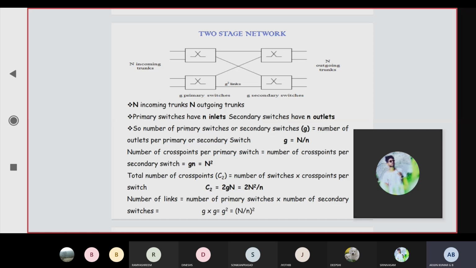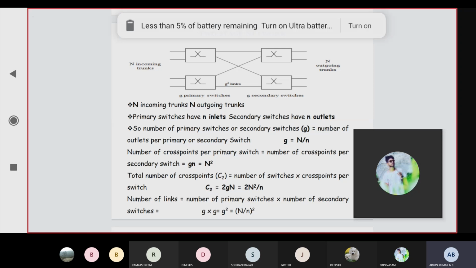How to identify the cross points in the secondary switches or primary switches? The total number of cross points will be represented by C2, that should be equal to number of switches into cross points per switch. Number of switches will be what? 2g. Okay, that is equal to 2n square by n. You can write it as 2n square, and g will be represented by n by n. That's the cross points per switch. C2 is equal to 2gn, that is equal to 2n square by n total number of cross points.